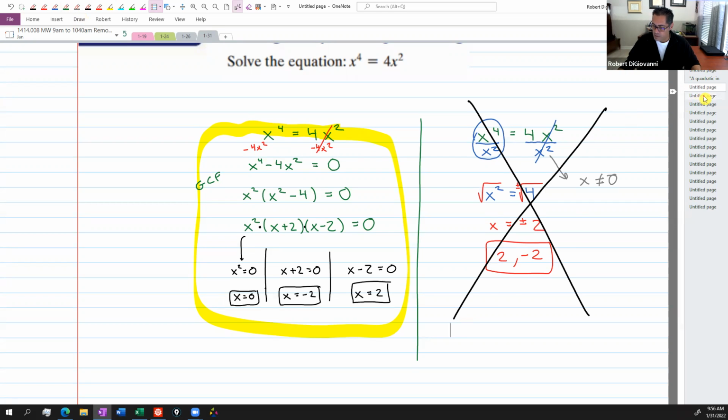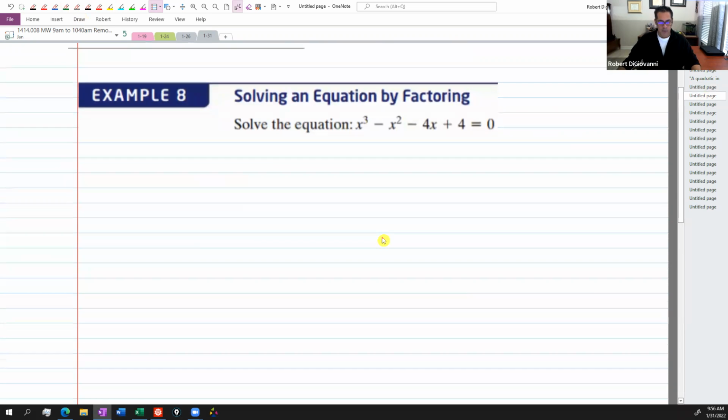All right, next one. This problem, this is our last problem for the section. This problem is to make sure that you remember how to factor something with 4 terms, right? We have 4 terms here. 1, 2, 3, 4 terms equals 0, right? So we have 4 terms.